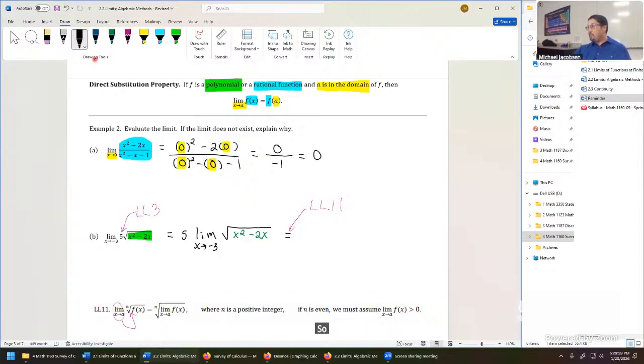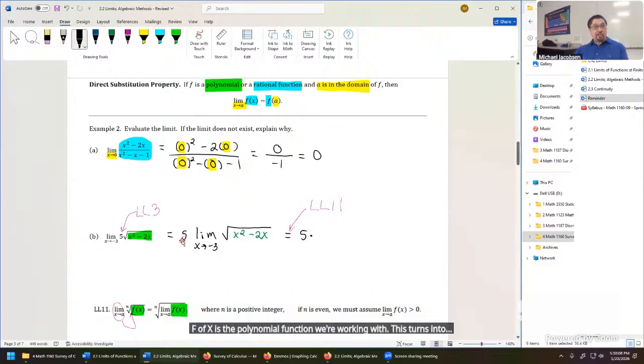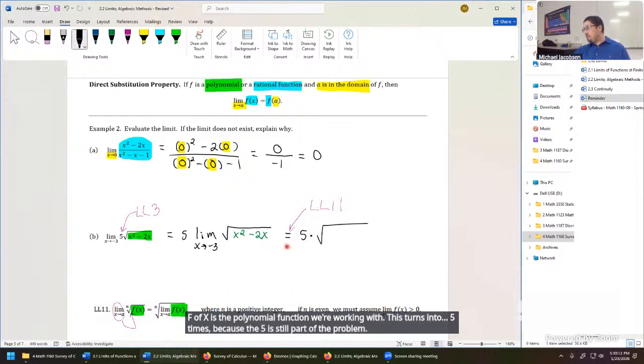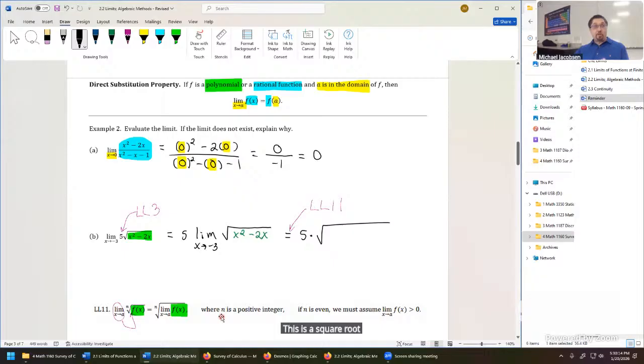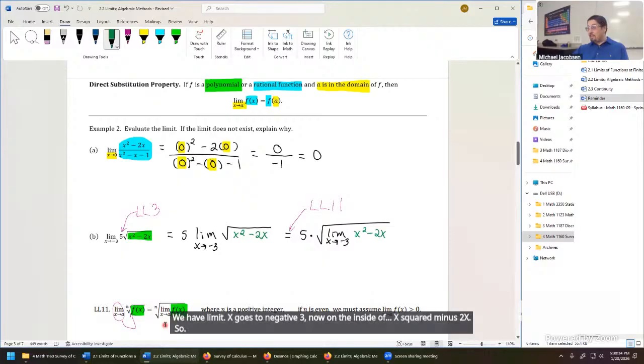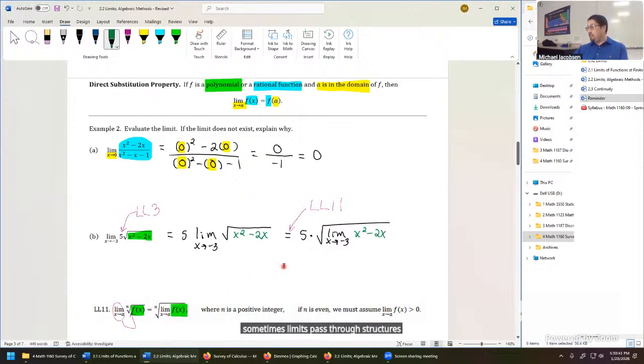So in our problem, here's how we're going to visualize it. f of x is the polynomial function we're working with. This turns into 5 times, because the 5 is still part of the problem. This is a square root, so the index n would have been 2, a positive index. So the limit on the inside has to be positive, so we don't get a complex result. We have the limit as x goes to -3 of x squared minus 2x. So that's the action of limit law 11. Sometimes limits pass through structures like nth roots like this one.